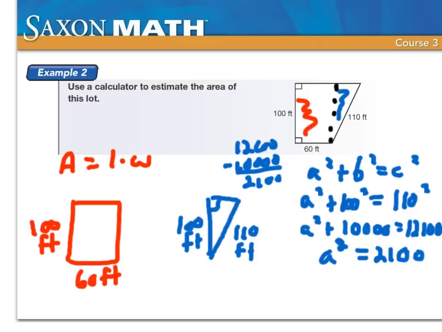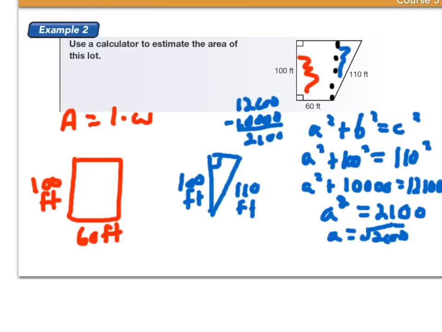So now, this is a tough problem, okay? You can see why they told us to use a calculator, because I'm not sure what times itself equals 2,100. So I need to do the square root of 2,100. And the square root of 2,100 is, according to my calculator, 45.8257 something something something. So 45.8, we're going to round that, and we're going to say that a is just about 46. Okay? So that means this side here is 46 feet.